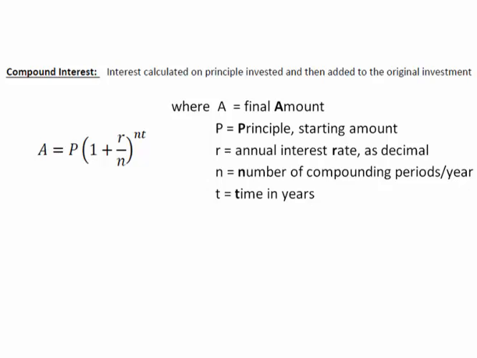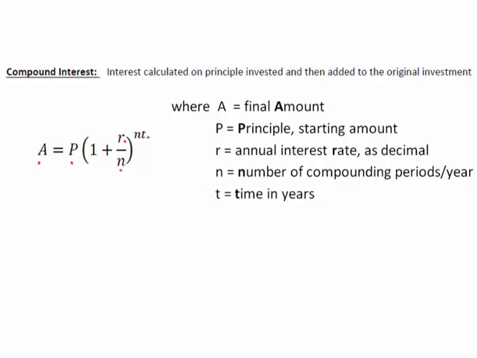A is the final amount that we end up with after the compounding has occurred. P is what we call the principal. That's the amount that we start with. R is the annual interest rate, and we often get it as a fraction or as a percentage. We want to convert that to a decimal. N is the number of compounding periods in a year. So sometimes that is monthly, which is 12, or semi-annually, which is twice a year. And T is the number of years that we are investing our money.